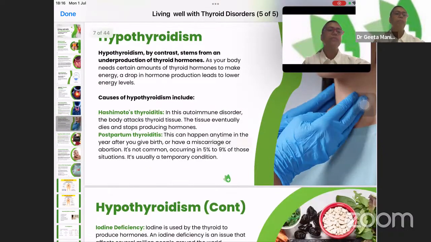Next is hypothyroidism, which is the most common disorder of thyroid. Hypothyroidism, by contrast, stems from an underproduction of thyroid hormones. As your body needs a certain amount of thyroid hormone to make energy, a drop in hormone production leads to lower energy production.